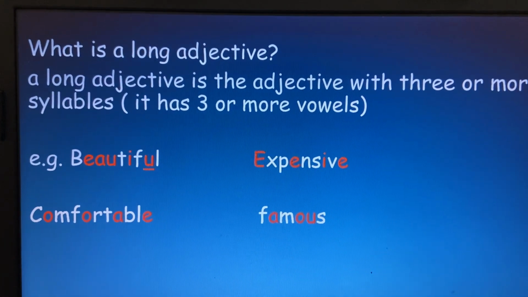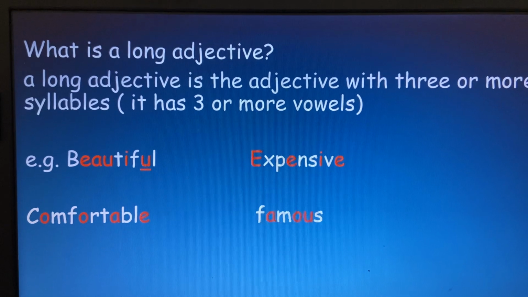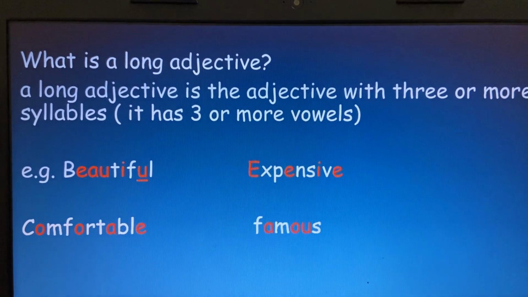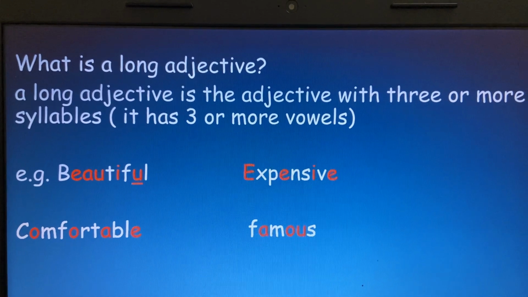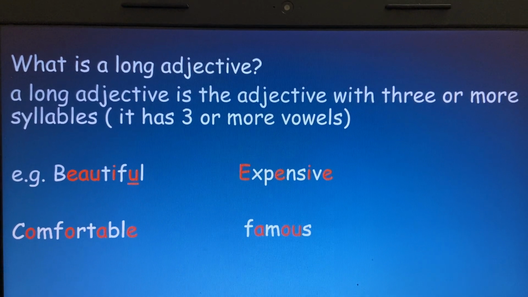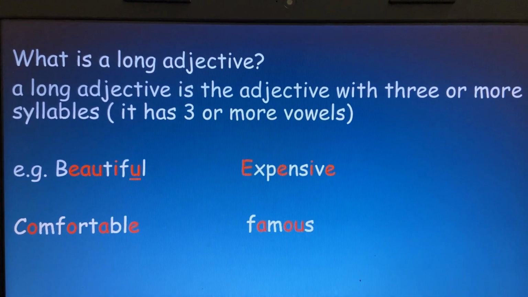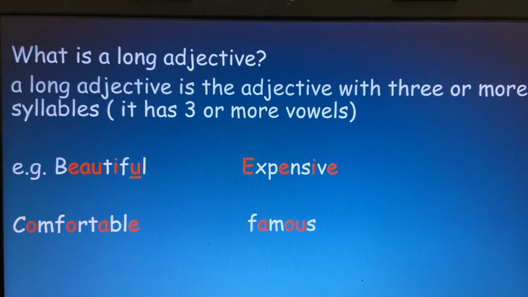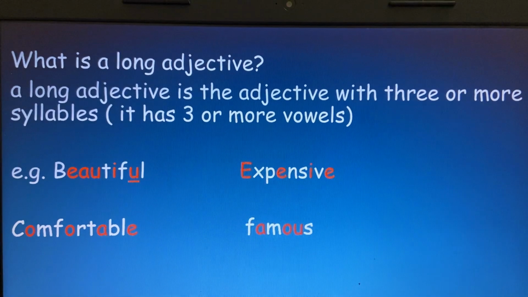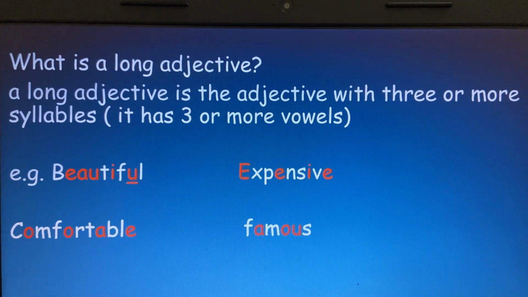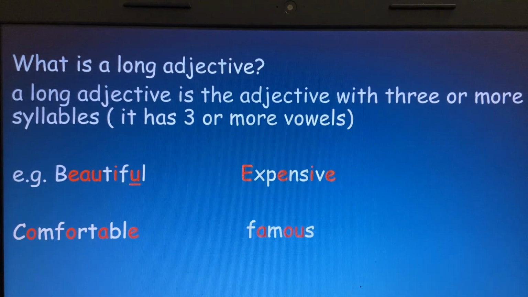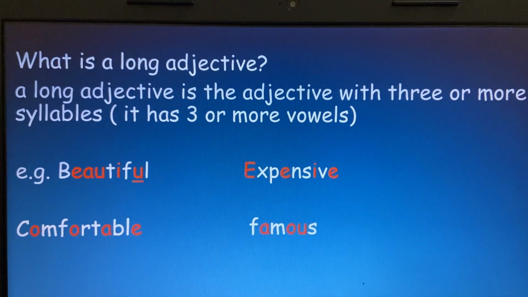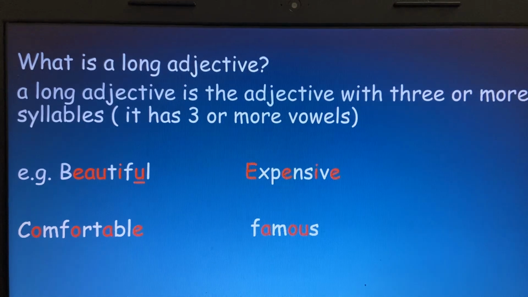What is a long adjective? What do we mean by a long adjective? A long adjective is the adjective with 3 or more syllables, or it has 3 or more vowels.